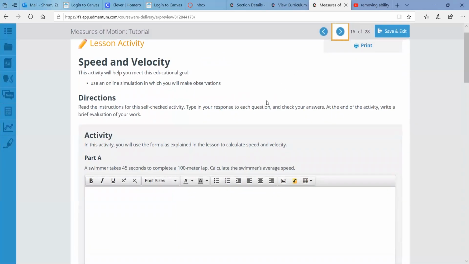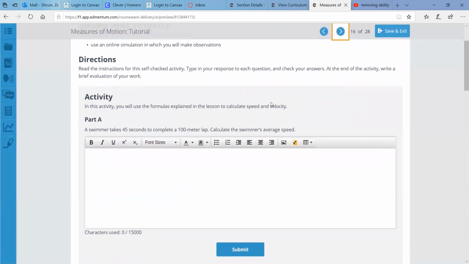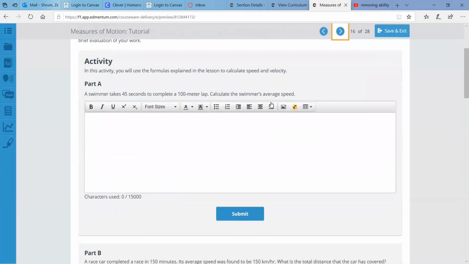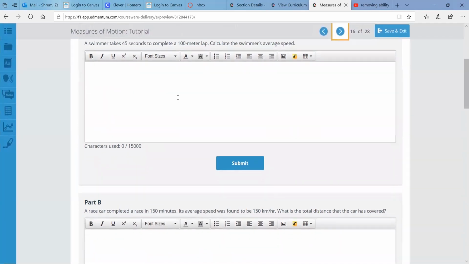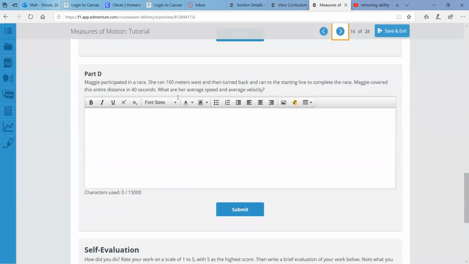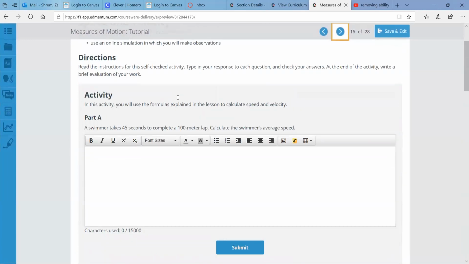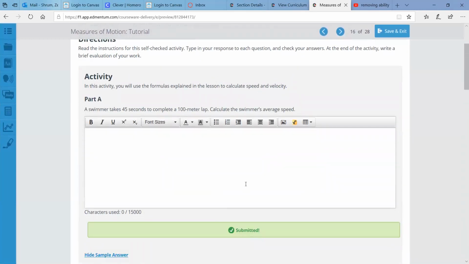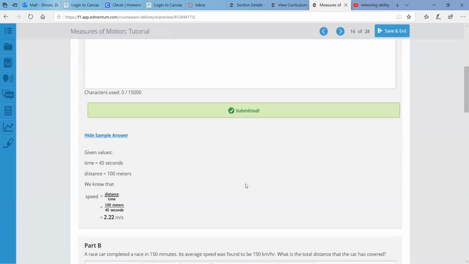Now we're given a lesson activity. So I'll walk through them.